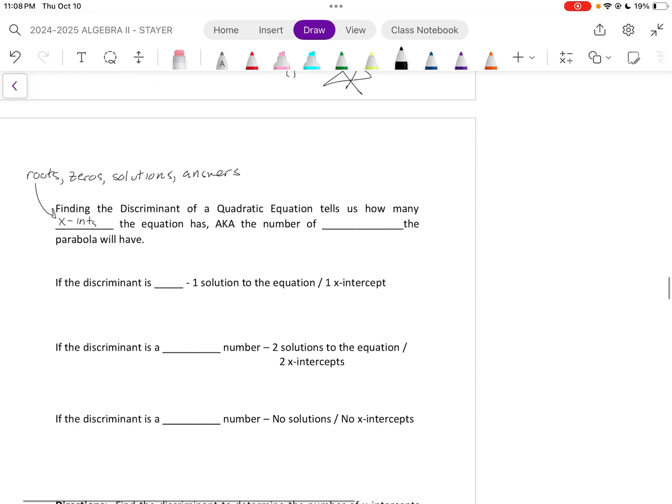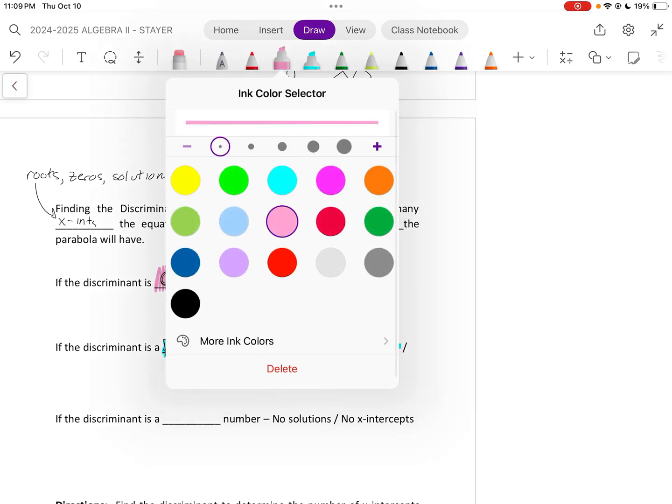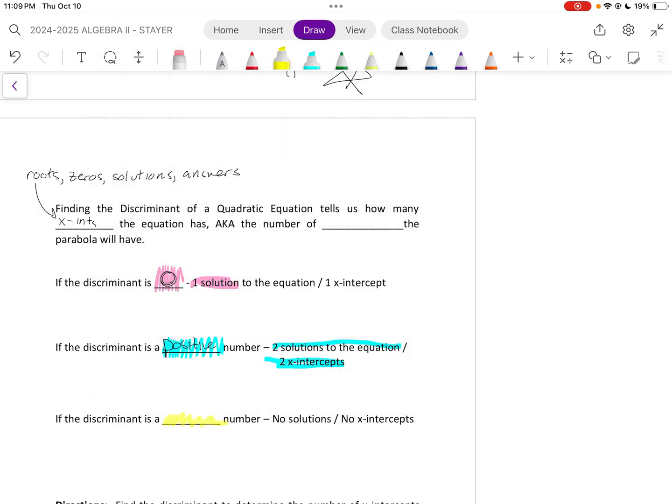For that, if the discriminant is 0, so if I do the b squared minus 4ac and my answer is 0, that means one solution. So 0 means one solution. A positive number means two solutions or two x-intercepts. So if my answer is a positive number, it means that the graph crosses twice. Again, we're not really worried about what the graph looks like. We're just saying, hey, does it cross twice, maybe once? And from there, if the discriminant is a negative number, that means it doesn't cross, right?